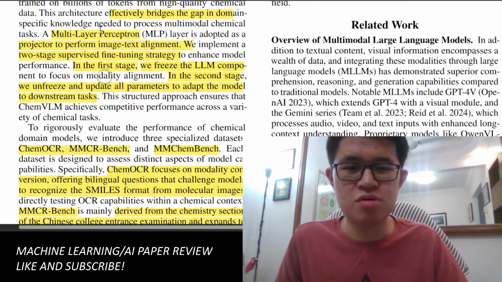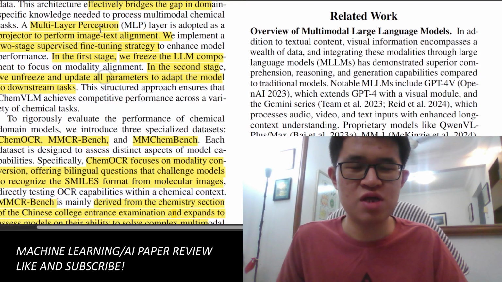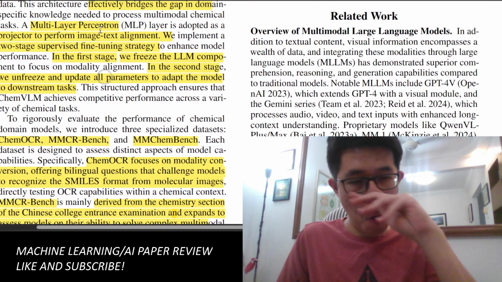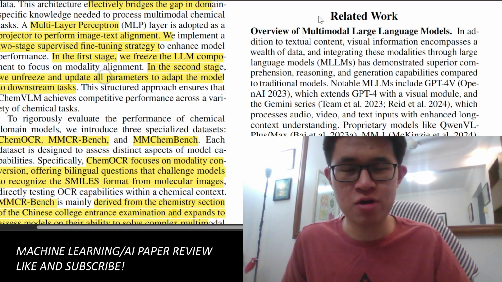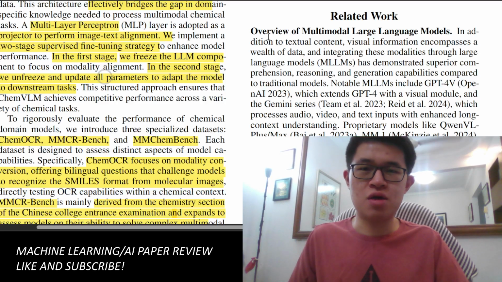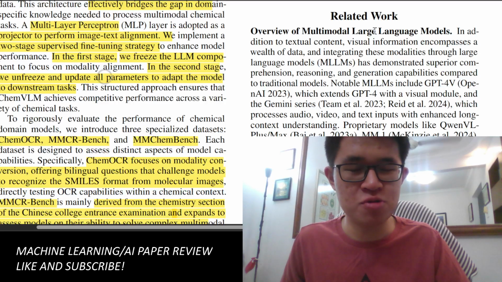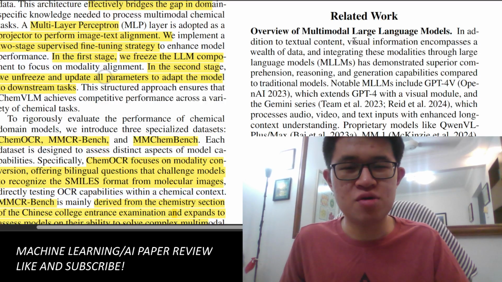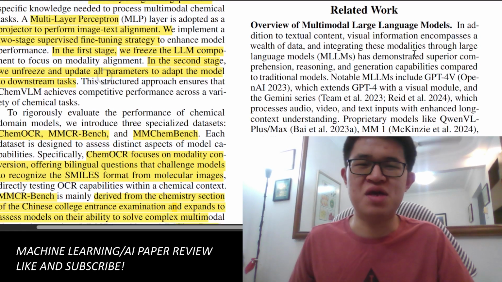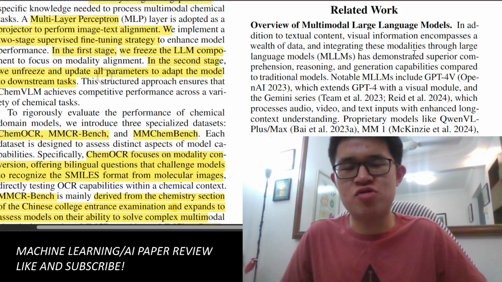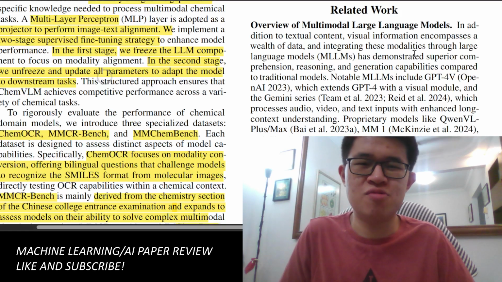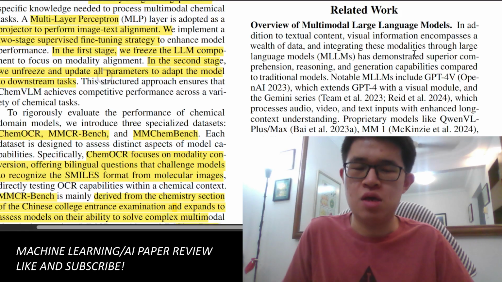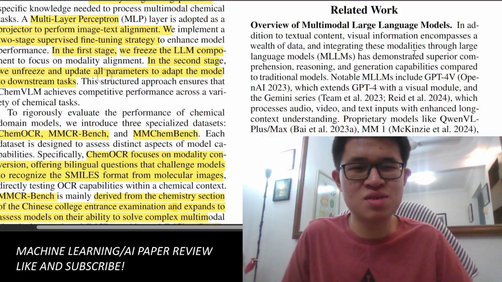Okay. So there is some related work here. Let's just go through it quickly. Okay, overview of multimodal LLMs. In addition to text, right? Images have a lot of data in them, and like they say, a picture is worth 1,000 words. Well, in this case, it would be 1,000 tokens.